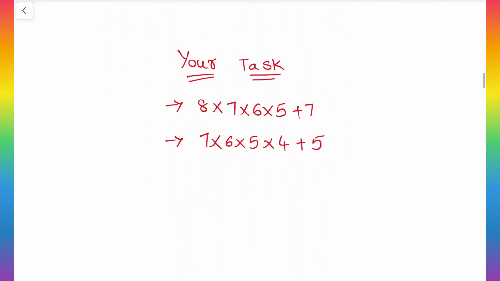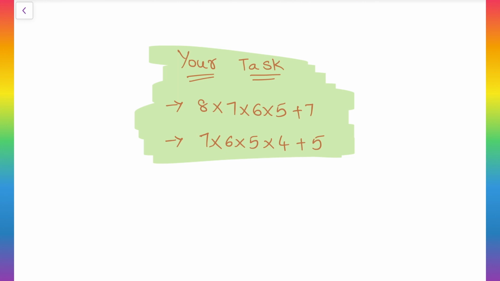Then coming to your part, that is your task. I gave here 2 numbers, so you need to find out whether these 2 numbers are composite numbers or not composite numbers.